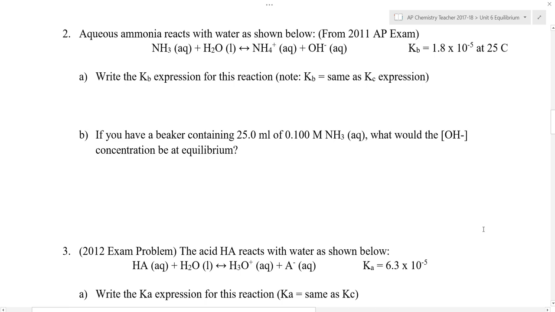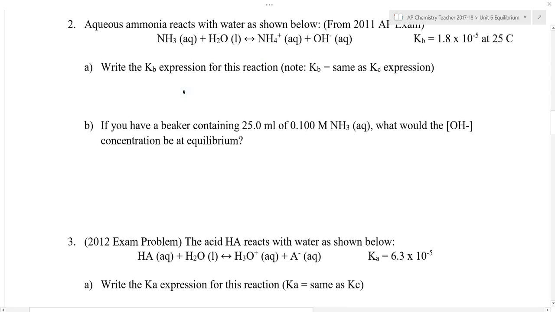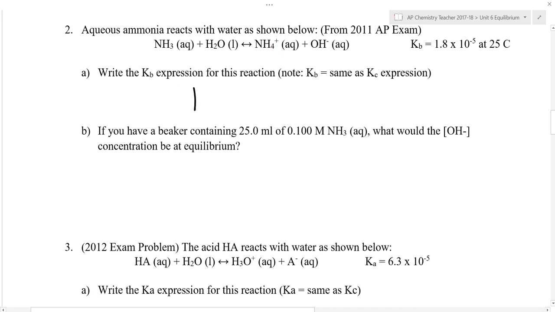So let's look down here at some ICE calculations. We've got an equilibrium, and we want to write a K expression for this equilibrium.